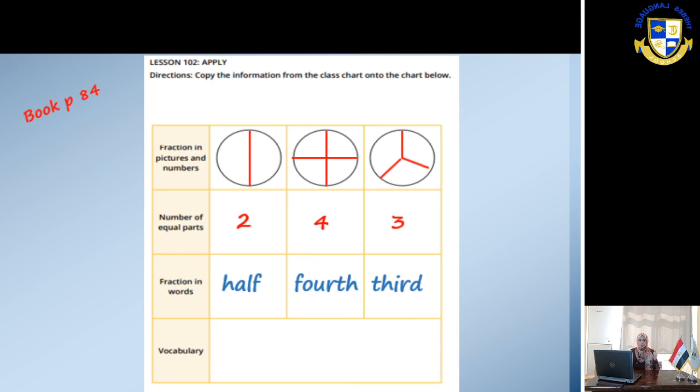So we took numerator, denominator, and the word fraction, and fraction bar between them.